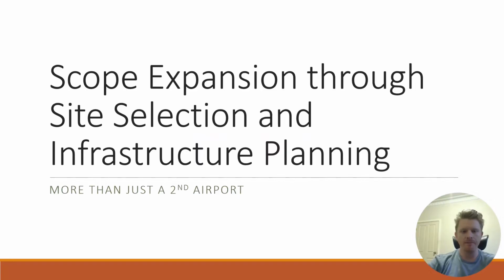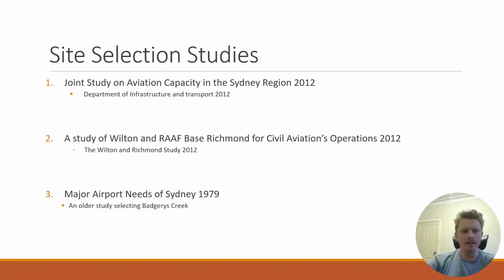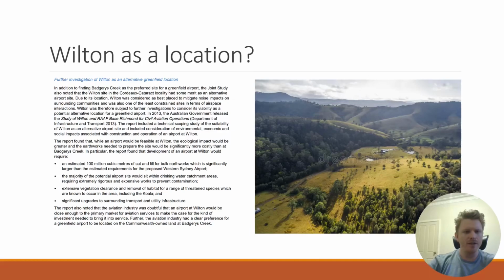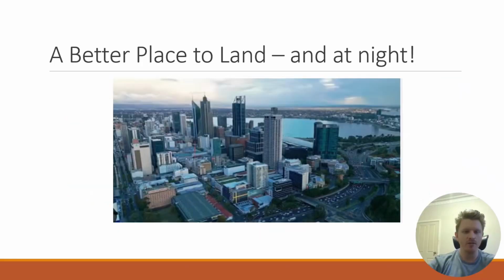Another major factor that expanded the scope of the Western Sydney Airport project was site selection and long-term infrastructure planning. Over the decades, multiple site selection studies were conducted, with locations such as Wilton and Badgerys Creek being considered. However, it became clear that an airport cannot operate as an isolated structure. Passengers and freight companies need access to roads, rail networks, buses, hotels, rental vehicles, and nearby businesses. Because of this, the project scope expanded beyond simply building a runway and a terminal.